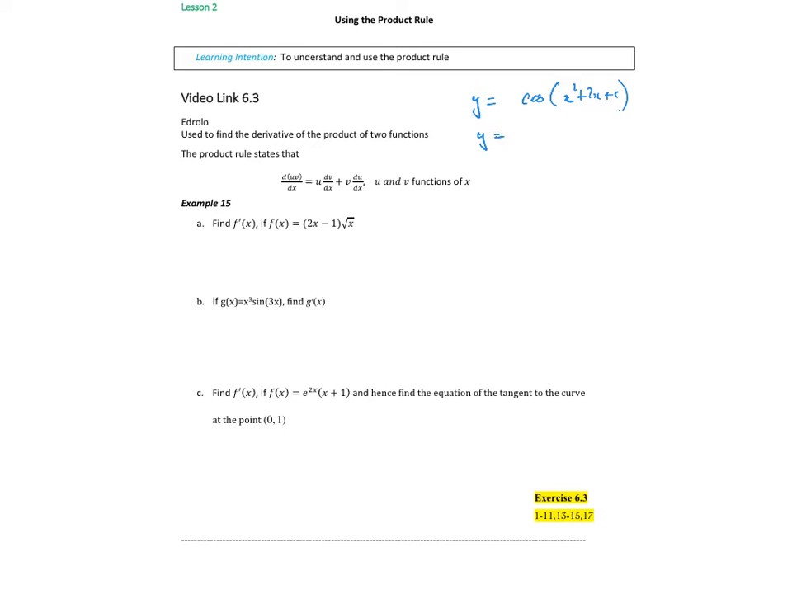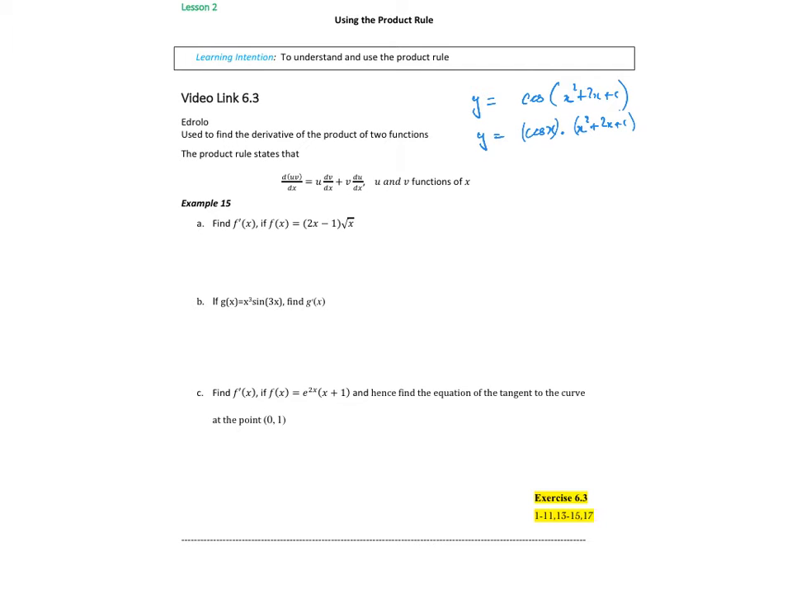Our product rule is when we have two separate functions. And so I think the easiest way to remember is if we have two different instances of x, that's a really good sign that we have two distinct functions, and hence we use our product rule.